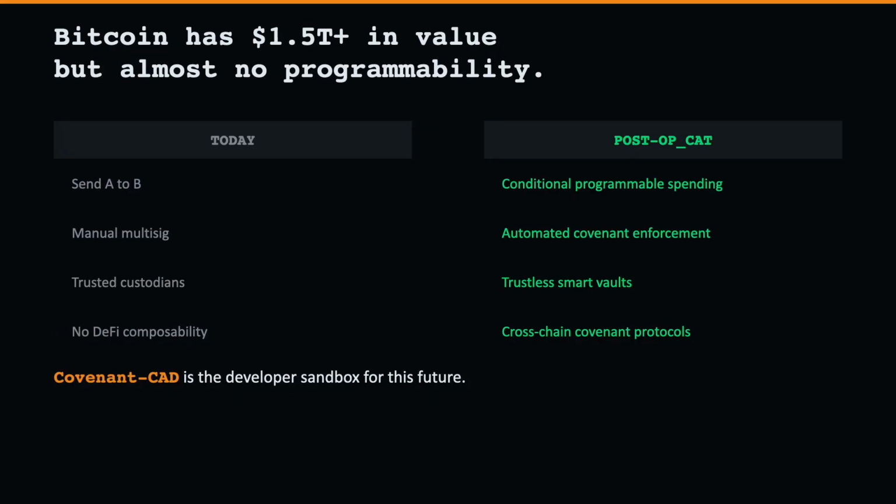So why does this matter? Bitcoin holds over $1.5 trillion in value, but almost none of it is programmable. Today, you can send A to B, and that's about it. Post-OP-CAT unlocks conditional spending, automated covenants, trustless vaults, and real cross-chain protocols. Covenant CAD is the developer sandbox for that future.